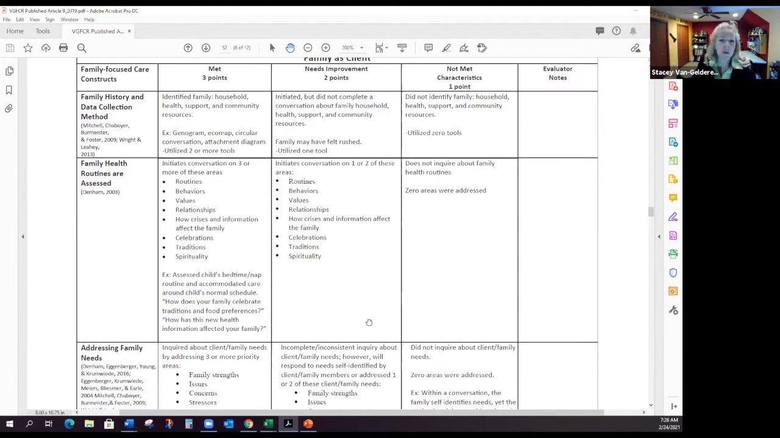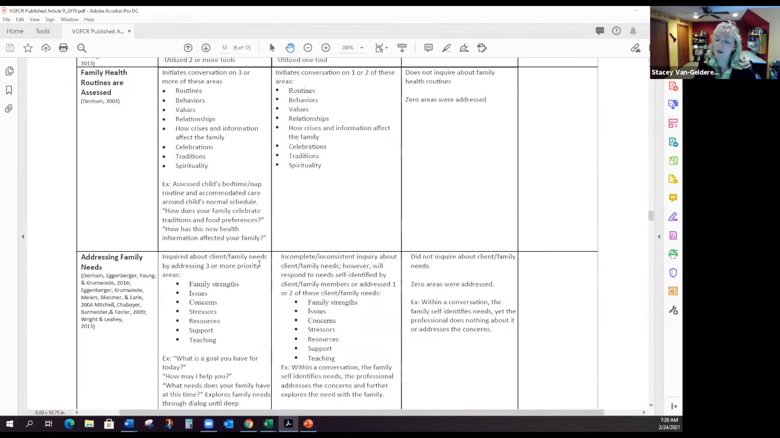So things like family, collecting family history and data collection. You could use a genogram or ecomap to show the genetic code and health history, that picture speaks 1,000 words compared to a long document. And how family health routines are measured or done in the family. For instance, if you're taking care of a child, if their nap time's at 2 p.m., well, let's not schedule medications or treatments during that time.